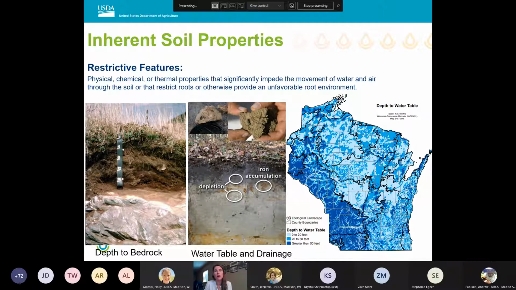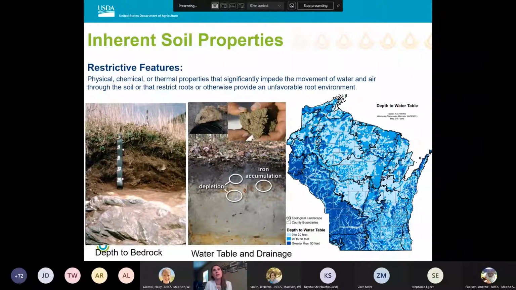So this influences how water moves through the soil, rooting dynamics, and what kind of crops or vegetation can grow on a soil. It affects engineered practices. So if you have a shallow depth to bedrock, you may not be able to install a practice, or it could significantly increase the cost of installing if you have to start getting the rock out of there to install something.